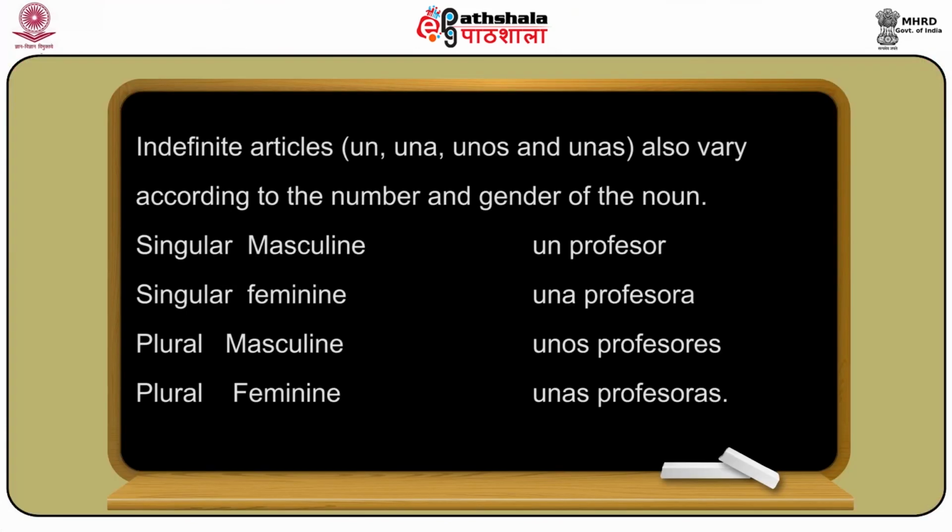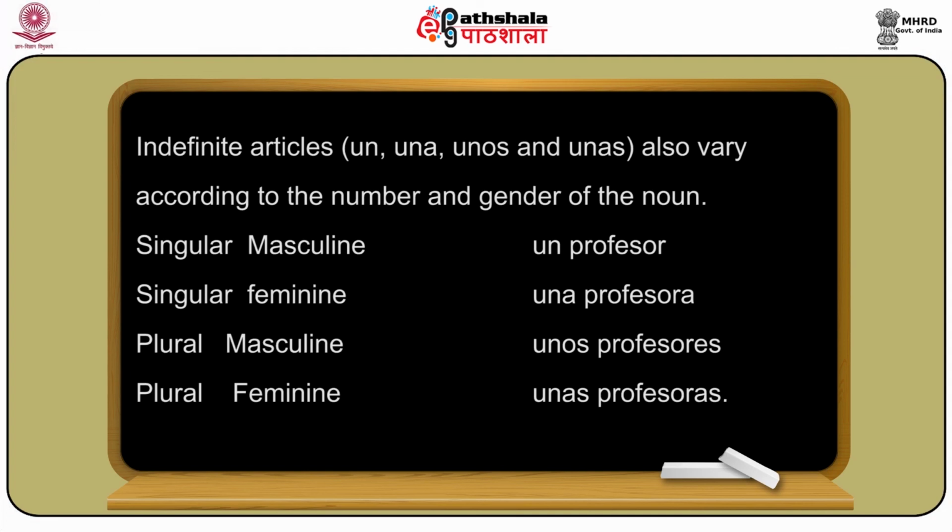So same way, the indefinite articles in Spanish are also 4, and they are un, una, unos, and unas, and they will also vary according to the number and gender of the noun. But if it is used in a singular, it will mean a and an, and if it is used in plural, that is unos and unas, they will mean some.